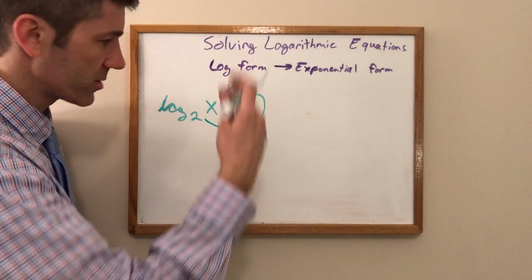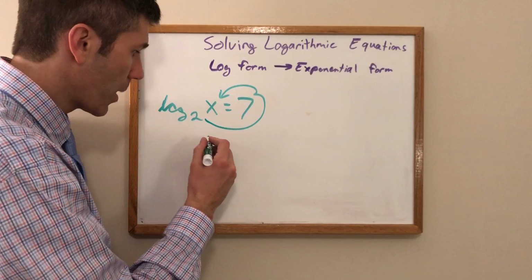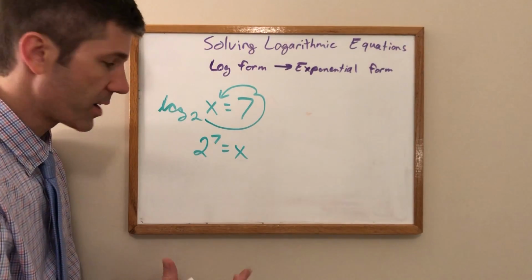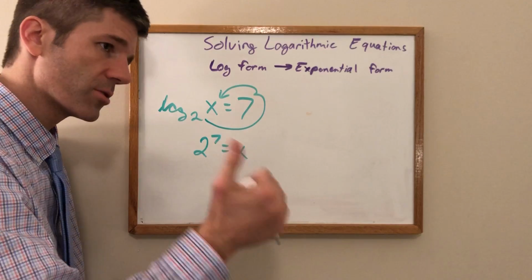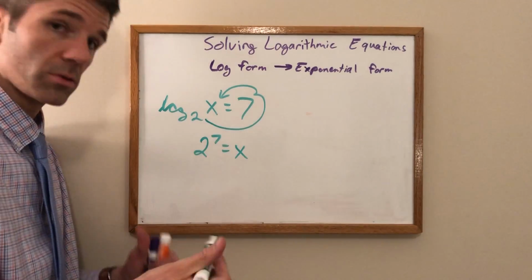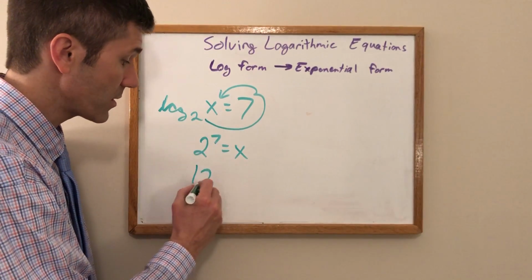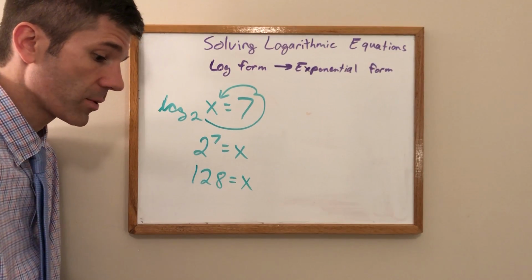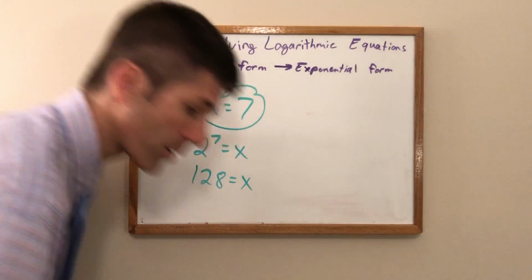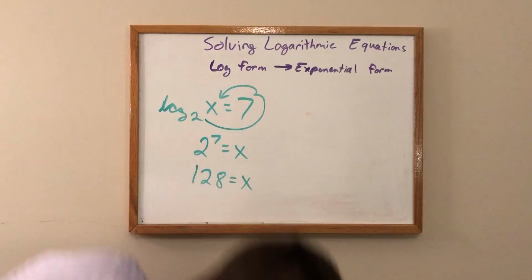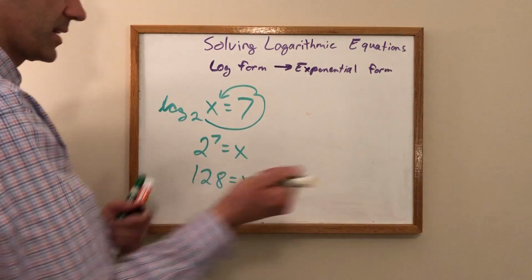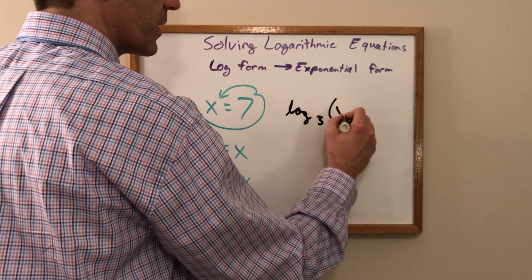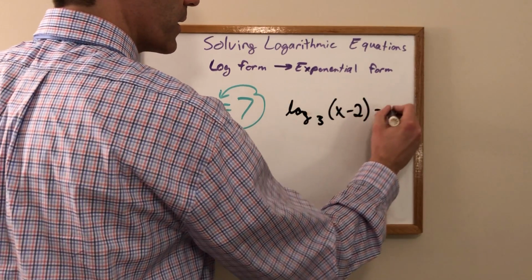You can draw it all kinds of ways to remember what goes where. But basically we're going to have 2 to the 7th equals x. It's just our way of rearranging things. 2 to the 7th is 2 times 2 times 2 times 2 times 2 times 2 times 2. That's 128. I'll save you the trouble. You could use a calculator, but that's why we have brains, so we can do this without a calculator. All right. The second problem says log base 3 of x minus 2 equals 3.